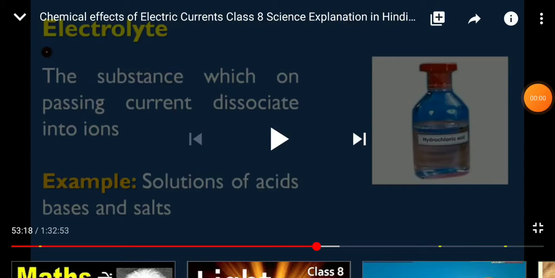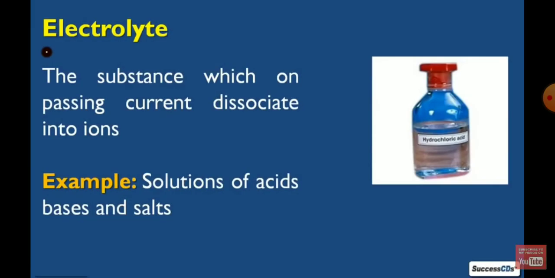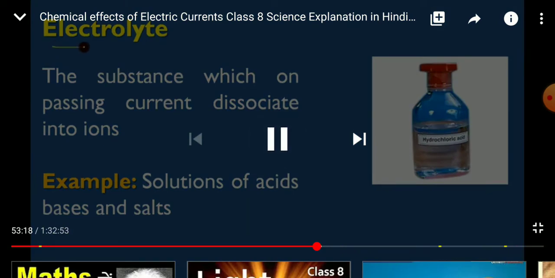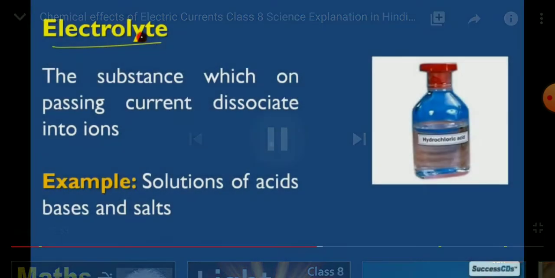Okay, now the next topic is electrolyte. So, what is electrolyte? The substances which on passing current dissociate into the ions. As you know about ions that we have discussed in the first video. Again, I am telling you about ions. Ions, what are ions? A conducting liquid. As you know, electrolyte is called a conducting liquid.